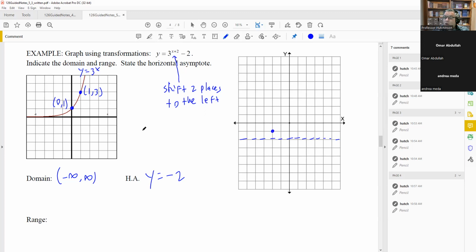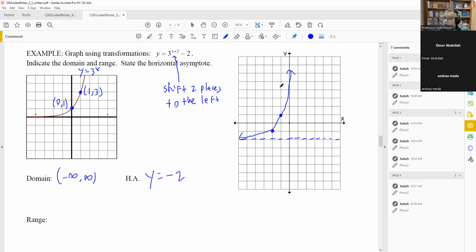Okay. All right. Next, 1, 3 is going to move 2 places to the left and down 2. That's going to put me at -1, -1. Okay. So -1, I'm sorry, -1, +1, I should say. It's right here. So -1 and +1 right there. Okay. And then I just draw in the graph like this. And that's going to be it.